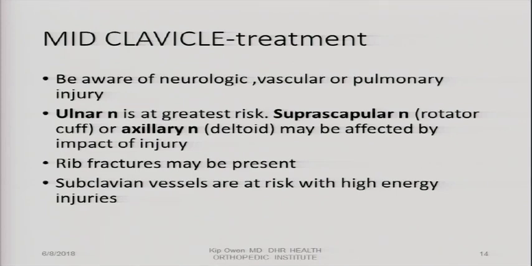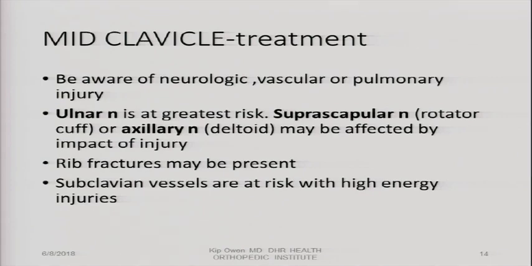In terms of treatment, always be aware with these clavicle fractures, there's also a risk for neurologic or vascular injury or pulmonary injury. Typically, that's only going to occur in really high trauma situations, but you need to be aware of it when you're doing your assessment to take care of the athlete. Nerves live right under the clavicle. The ulnar nerve is the one that's most at risk. That would affect your ring and small finger with numbness in the ulnar side of the hand. Suprascapular nerve, axillary nerve are also at risk.